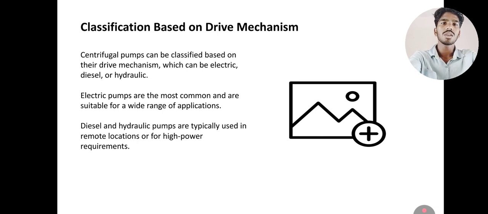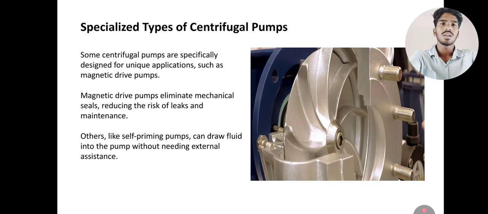Electrical pumps are most common and suitable for a wide range of applications, and diesel and hydraulic pumps are typically used in remote locations or where there is a high power requirement. And specialized types of centrifugal pumps. Some centrifugal pumps are specially designed for unique applications such as magnetic drive pumps, and magnetic drive pumps eliminate mechanical seals, reducing the risk of leaks and maintenance. And self-priming pumps can draw the fluid into the pump without needing external assistance.